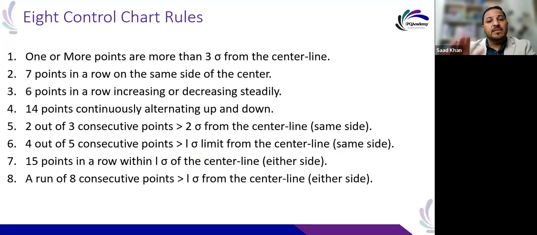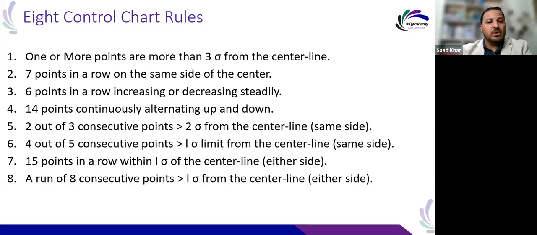You know what I mean? So you need to memorize these 8 rules for the sake of the exam. By the way, you don't have to memorize this, just print it and keep it in front of you. Whenever you are using control charts, apply these rules to decide whether a trend is because of a special cause or not. So you have to take a decision based on your trends.